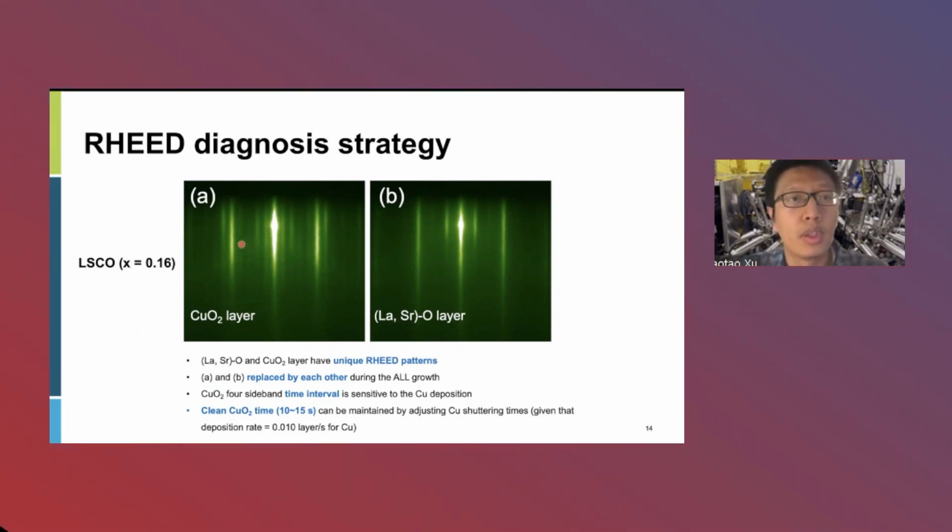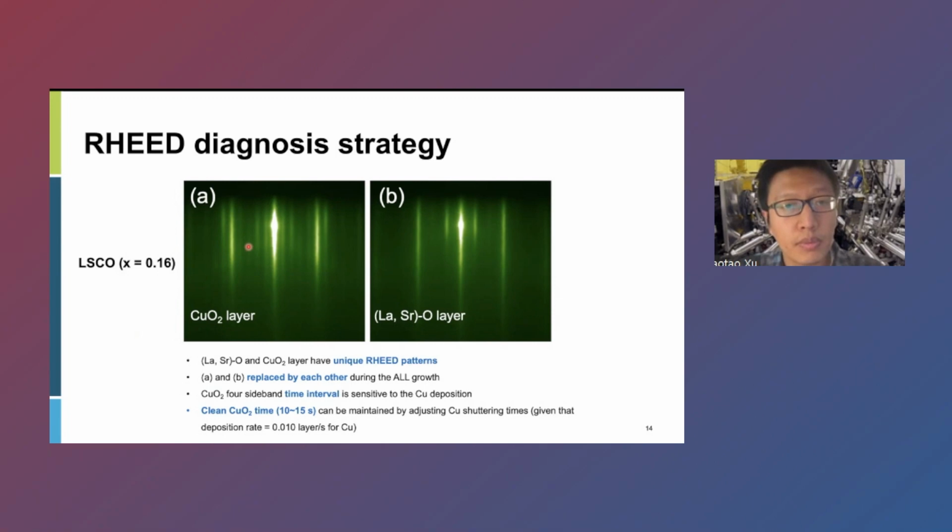So from our experiment, we noticed that the time of existence for this four sideband reconstruction in the copper layer is very sensitive to the amount of copper atoms deposited on the sample surface. And there should be a clear window, which is about 10 to 15 seconds, to maintain the correct copper stoichiometry. Otherwise the sample may have defects on the surface.